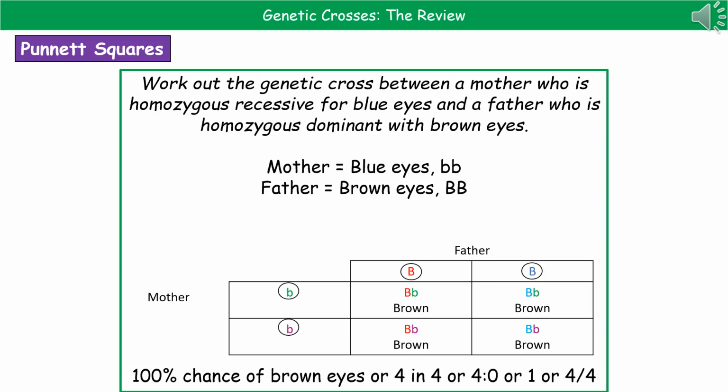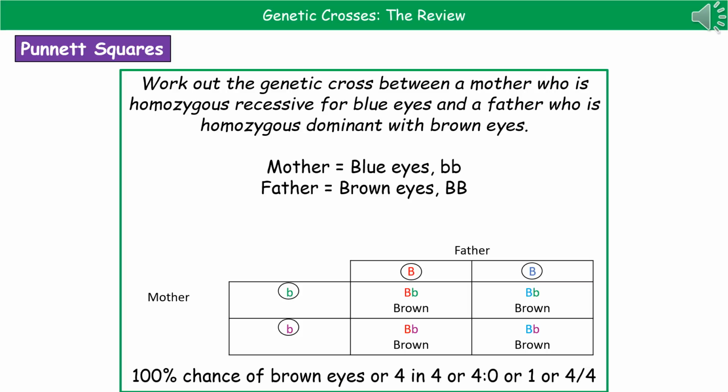So if you were to have a question like this one, work out the genetic cross between a mother who's homozygous recessive for blue eyes and a father who is homozygous dominant with brown eyes, start off by writing down the phenotypes. So the mother is blue eyes, father is brown eyes. Then we do the genotypes for both parents. It tells us they're homozygous.